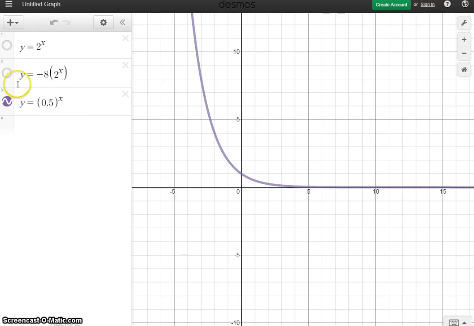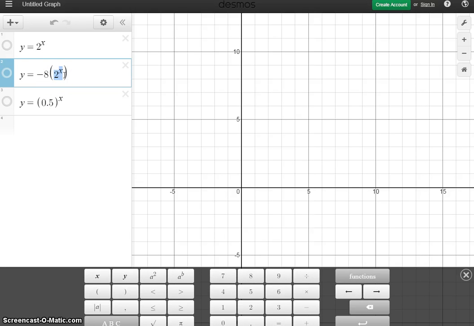Okay. Now, if you look at the middle one here, negative 8 times 2 to the x, this one actually is a little bit different. Again, we have the 2 to the x here, which might make us think it's increasing from left to right.